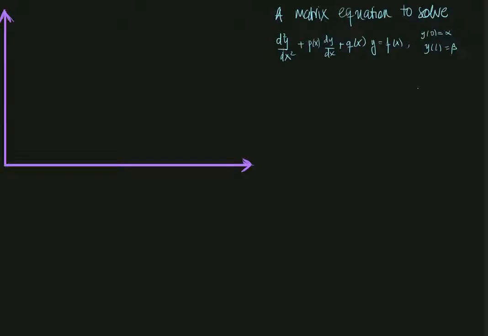So let's just start by drawing up what we know here. For x equals 0, we know that y of 0 equals alpha. So y of 0 equals alpha. And in the right endpoint L, we know that y of L is equal to beta.